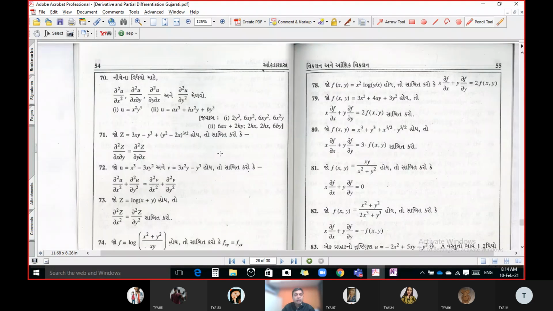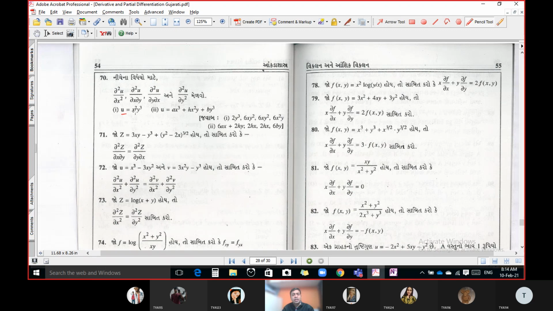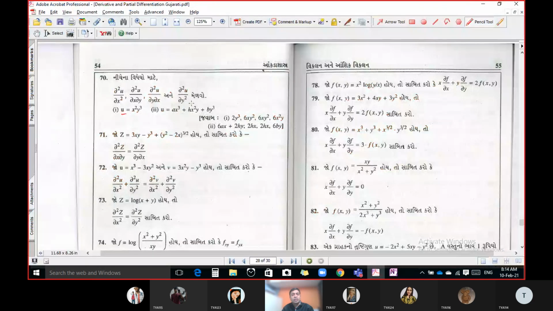Question number 70. We have to find delta square u upon delta x square, delta square u upon delta x delta y. So instead of f, here the function is denoted by u. Instead of z, sorry, u. So either you can write z or u, it's the same thing. It is a function of x and y here in this question. What is it? X square into y cube. And we have to find this thing.